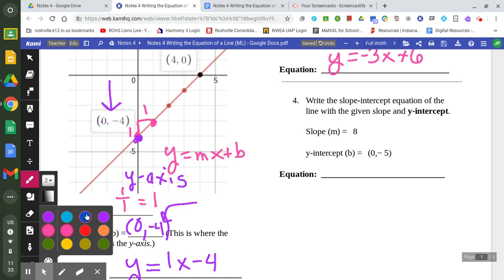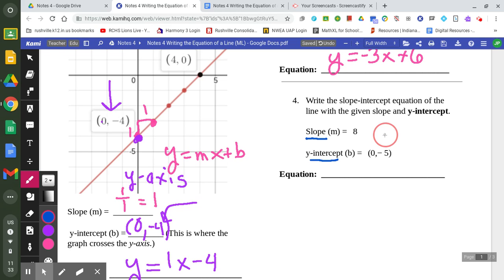On number 4, we are actually given the slope and we are given the y-intercept. So we can just take those two pieces of information and write in the y equals mx plus b format. And remember that the y value of the y-intercept is the b. So this equation will look like y equals 8 is my slope, so 8x minus 5.